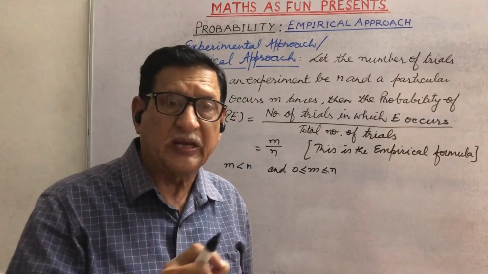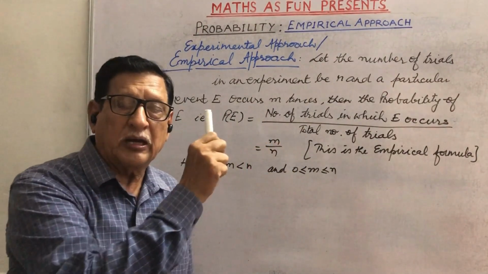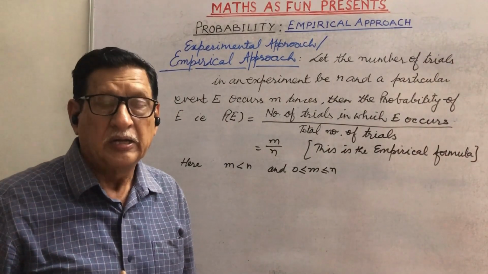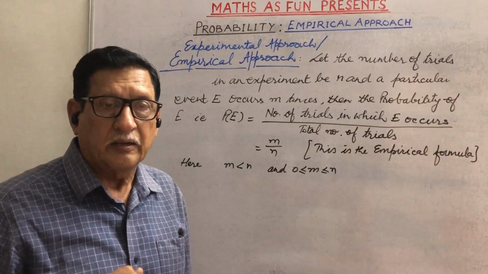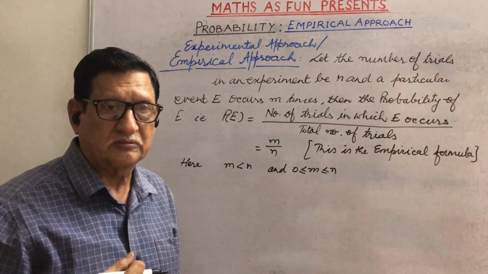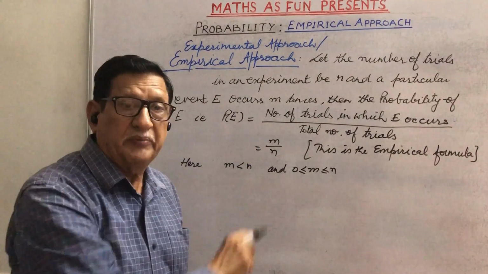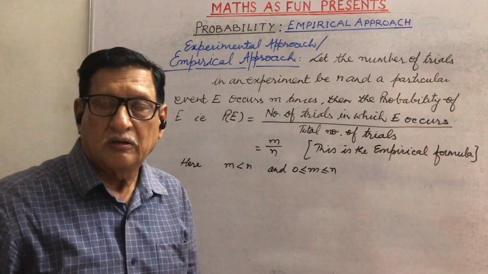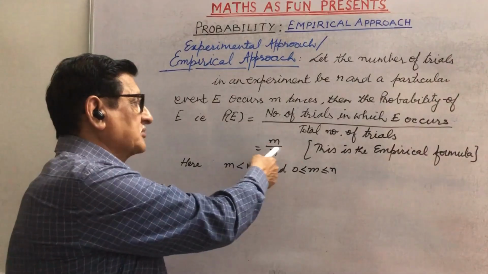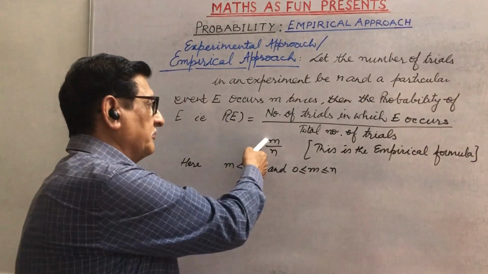Now, what is the experimental or empirical approach to probability? Let any experiment be repeated n times. It means we say the number of trials of that experiment is n. And suppose there is some particular event E. In these trials, m times the event E occurs. In that case, we say that the probability of E, represented by P(E), will be equal to the number of trials in which the event E occurs divided by the total number of trials of the experiment. Here m times the event E occurs and n is the total number of trials, so this will be given by m upon n.